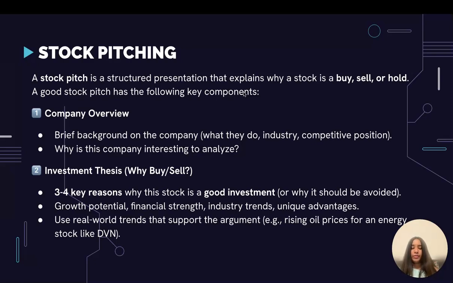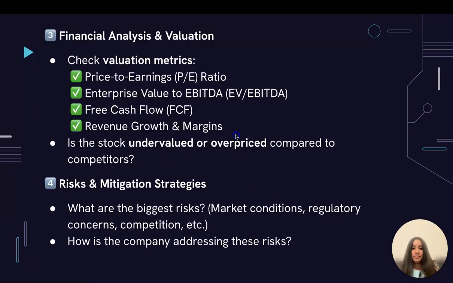First, a company overview, a brief background on the company, what they do, industry, competitive positioning, all of that good stuff. The investment thesis talks about the buying and the selling, 3 to 4 key reasons why the stock is a good investment or why it should be avoided. So here we'll talk about things like growth potential, financial strength, industry trends, and unique advantages from the specific company. So here in our stock pitch, we can use real-world trends to support the argument. For example, rising oil prices for a stock like Devon.